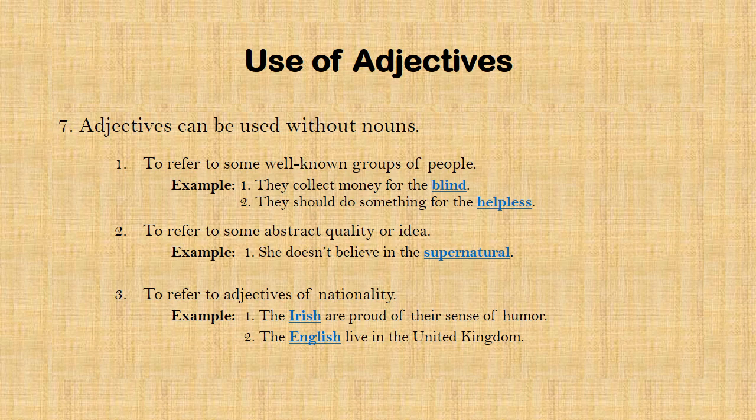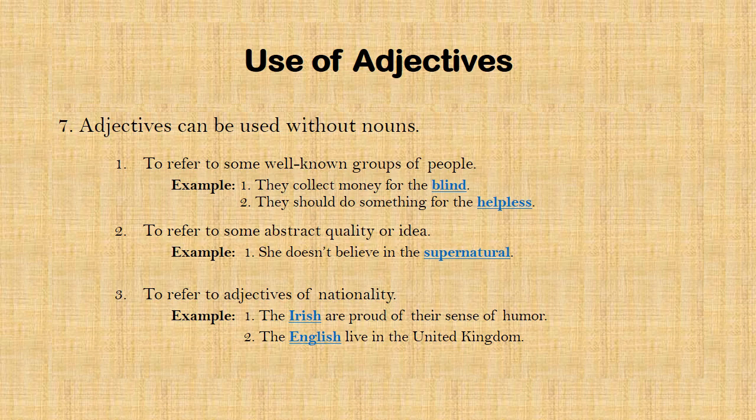You can use adjectives in the place of a subject or an object when the adjectives refer to nationality. For example, the Irish are proud of their sense of humor, and the English live in the United Kingdom. In the sentences, the words Irish and English are adjectives. The underlined words are in the place of a subject. We use a noun in the place of a subject. But we have used adjectives here without any noun. It is because the words Irish and English used with "the" refer to nationality.